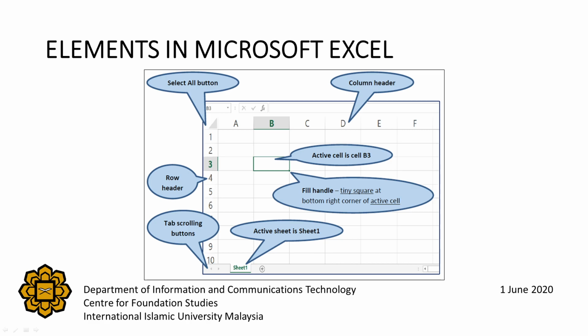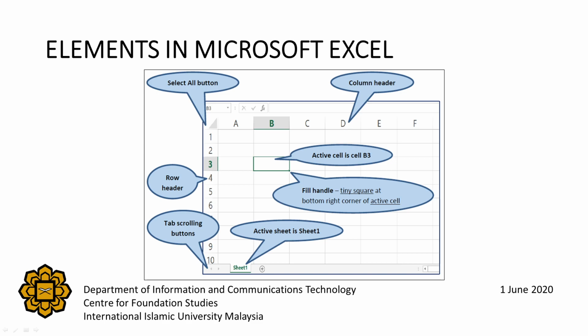And then we have the cell. What is the meaning of cell? It is the intersection of a row and a column. A cell reference is identified by its column letter and its row number.